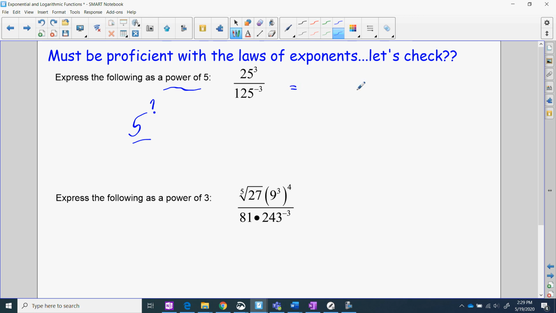Well, 25 is 5 squared to the 3. 125 is 5 cubed to the negative 3. 5 to the exponent 6. 5 to the negative 9. I'm multiplying, notice. And then if you're dividing, bases are the same. You subtract exponents. 6 subtract a negative 9 is 5 to the 15.